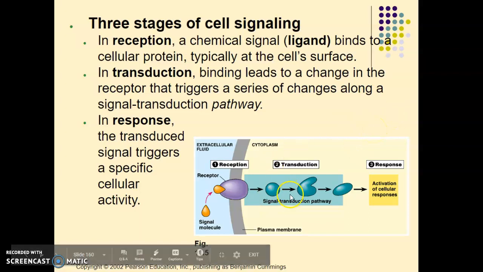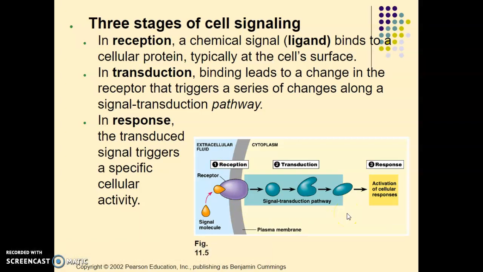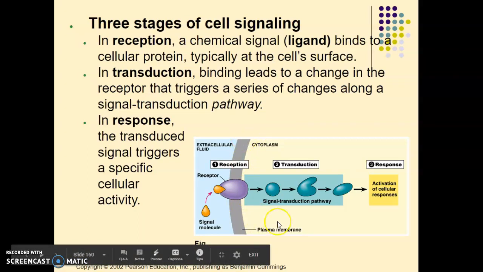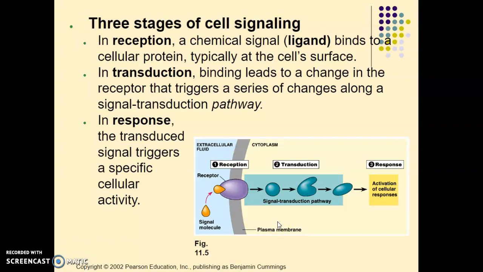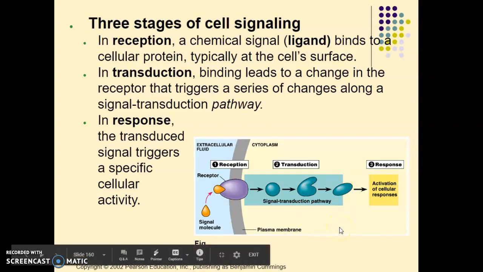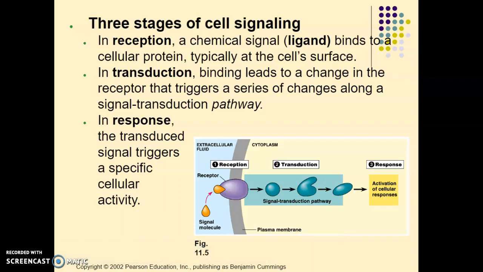So the first stage is reception, right, and that's where the signal molecules bind to the receptor protein on the cell surface, or they can bind to the receptor protein intracellularly, and we'll go over that, okay? But only ligands that pass the cell membrane, well, let me back up. The only ligands that can pass the cell membrane and bind to something that's intracellular are ligands that are hydrophobic or lipids. Okay, so most of our ligands are hormones actually.